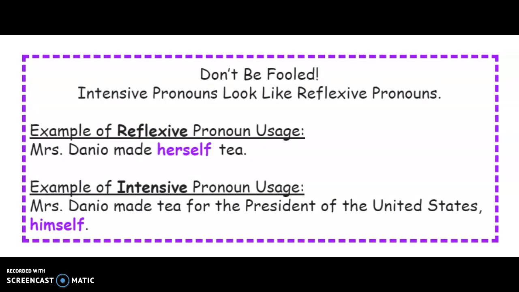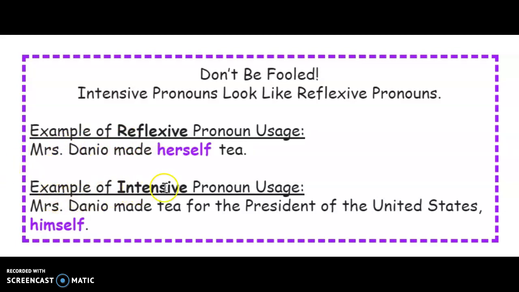Let's take a look at the difference between intensive pronouns and reflexive pronouns because they often look alike. It's not how they look, it's how they're used, and that's the difference. Let's take a look at our first example, and we're going to use herself. Mrs. Danio made herself tea. In this sentence, herself is just reflecting back to the subject, Mrs. Danio. It's not going, wow, Mrs. Danio herself made tea. That would be an example of an intensive. This is just reflecting back to the sentence.